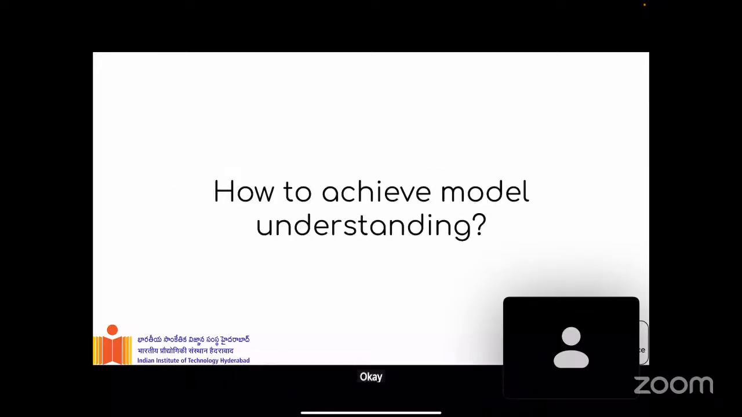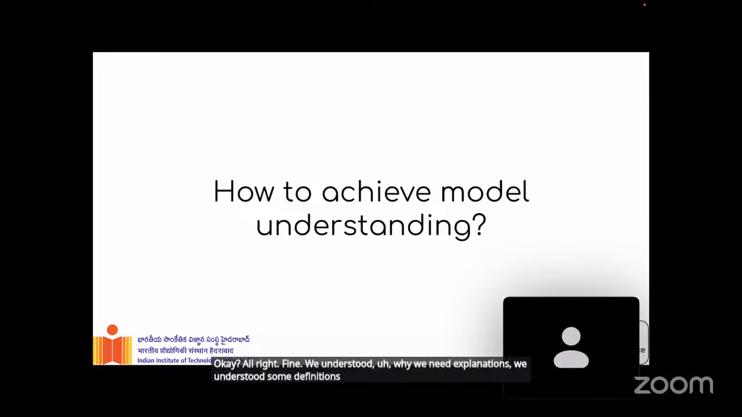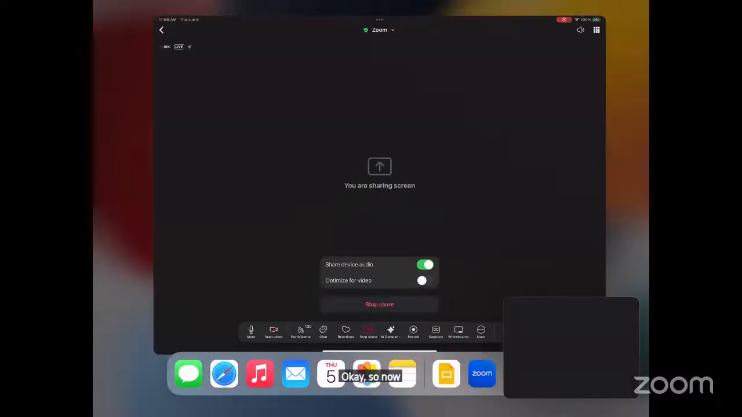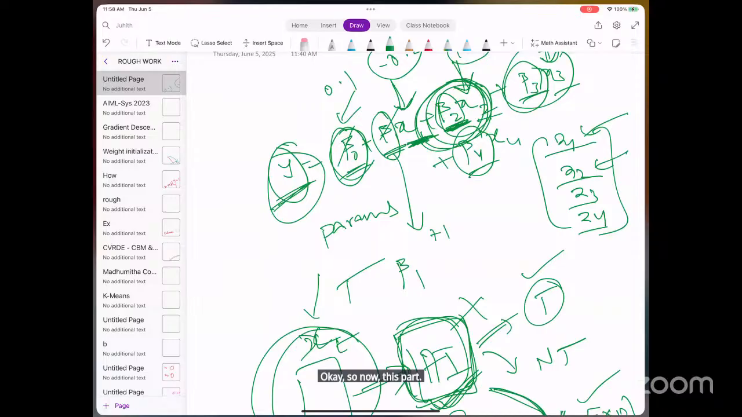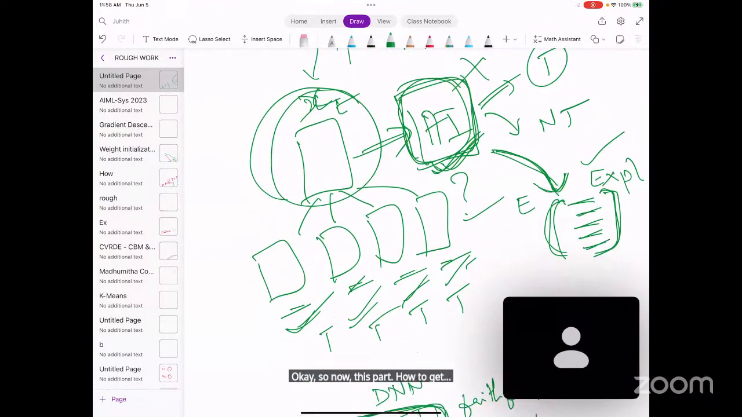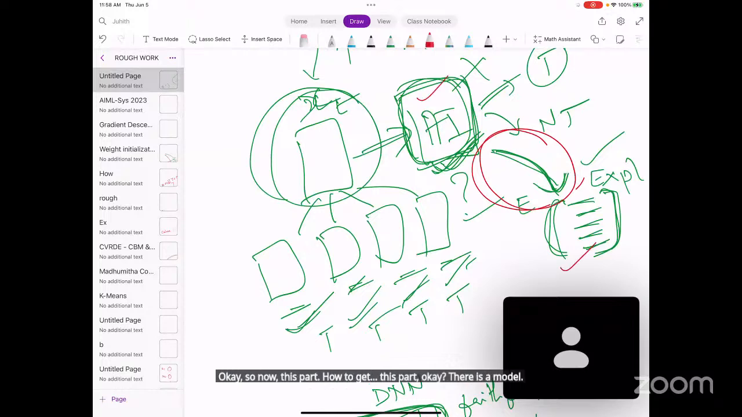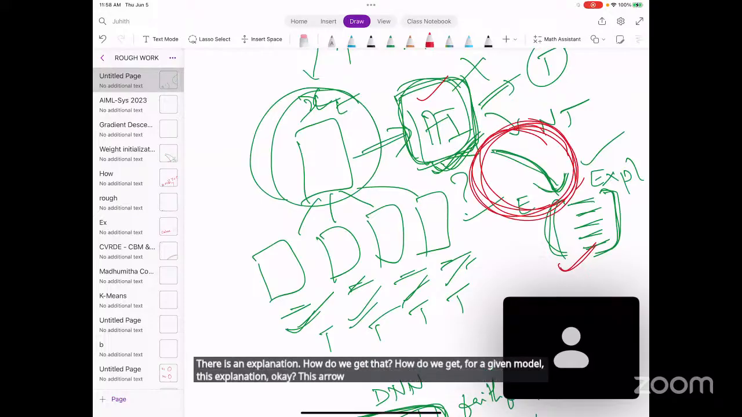All right. We understood why we need explanations. We understood some definitions: what is explanation, what is explainability, interpretability, all of that. Now, how do we achieve model understanding? There is a model, there is an explanation. How do we get, for a given model, this explanation? This arrow is what we are going to focus on.